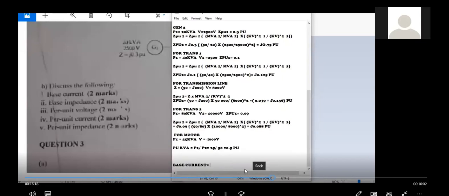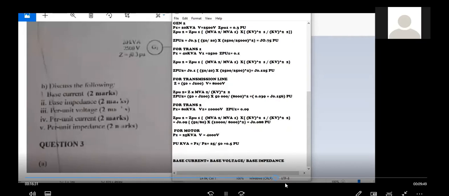Okay, base current is base voltage over base impedance. Now what about per unit voltage and per unit current? How would you do it? How do I get this formula? It's from the formula that power is equal to IV. If I make I the subject, the formula is power over voltage. Since I'm talking about base, it is base power over base voltage.